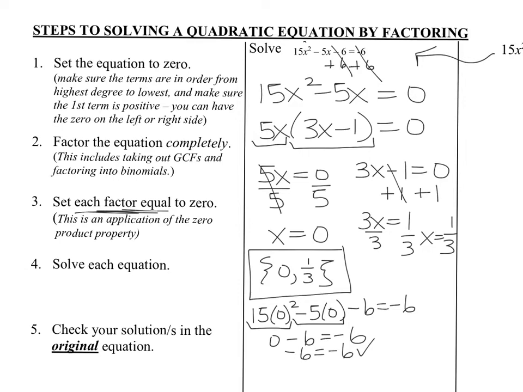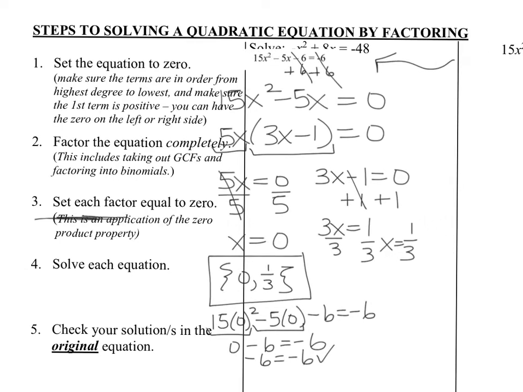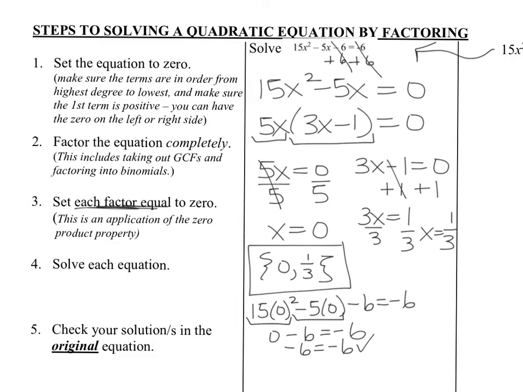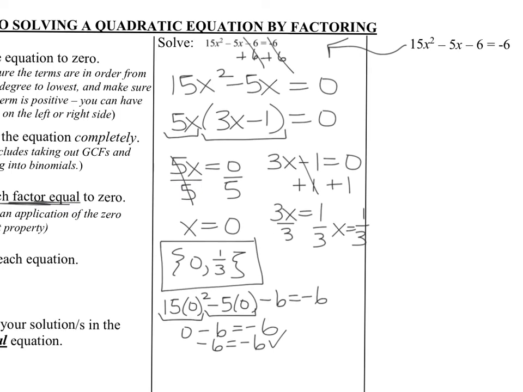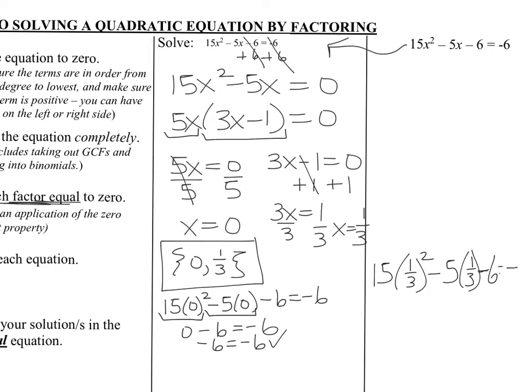Now the next one, for 1/3, if you're going to check 1/3, I want to move the whole thing and it's only letting me move parts of it. Okay, if I'm going to do 1/3, I'm going to do 15 times 1/3 squared minus 5 times 1/3 minus 6 equals -6. Now we're not going to panic because we have a fraction. We are good at fractions. We've been doing this all year.